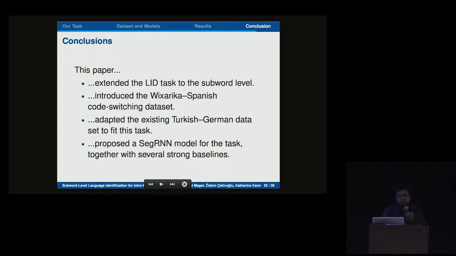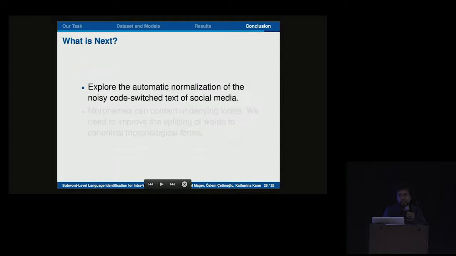So let's talk about some conclusions we got from this paper. First, we extend the language identification task for code switching to the subword level. We introduce a new Wixarika-Spanish code switching dataset. We adapted an existing Turkish-German dataset to set our task, and we proposed a segmental RNN model for the task together with several strong baselines.